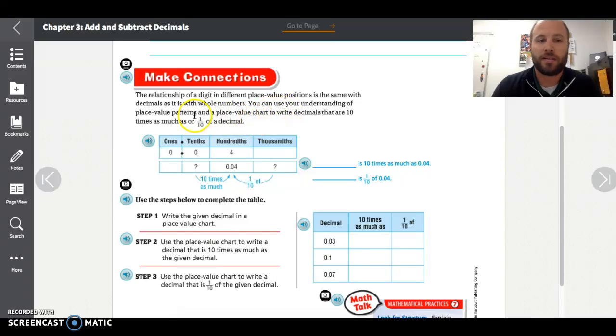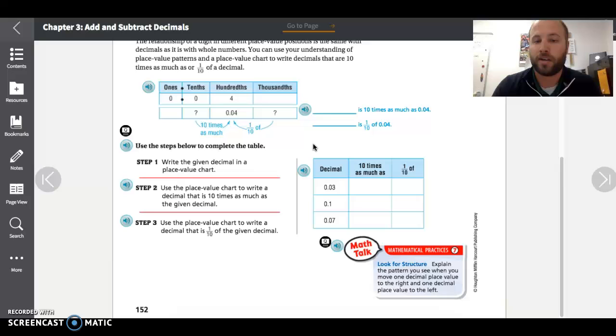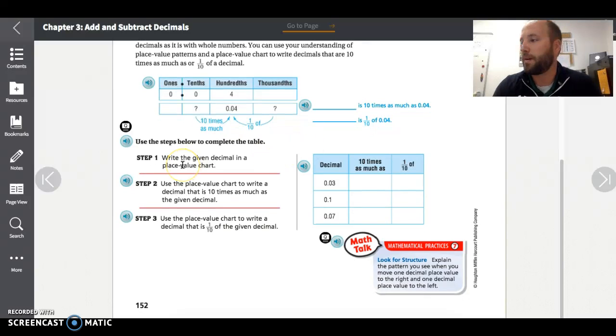You can use the understanding of place value patterns and place value chart to write decimals that are 10 times as much or 1/10 of a decimal, okay? So let's come on down here. It gives you a step-by-step process. I love it. It says write the given decimal in a place value chart. So let's start with 3, it's not tenths, it's hundredths, 3/100ths, okay? Then it says use the place value chart to write a decimal that is 10 times as much as the given decimal. All right, we can do that too.